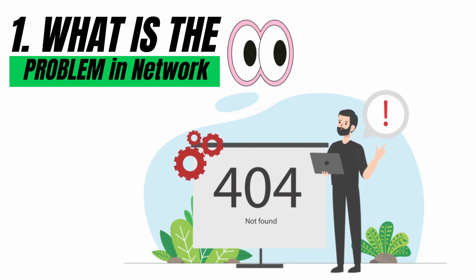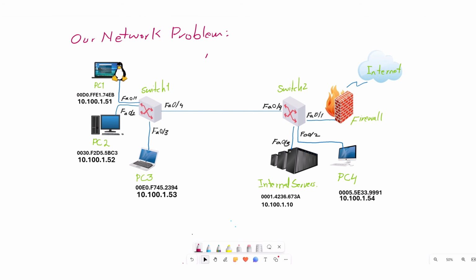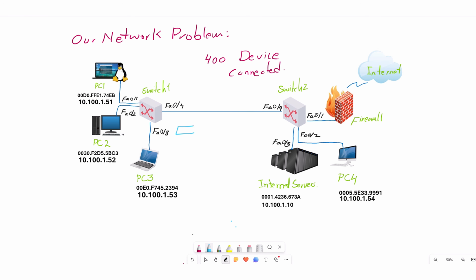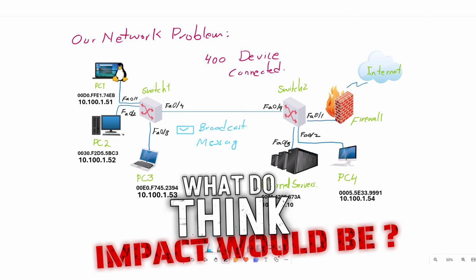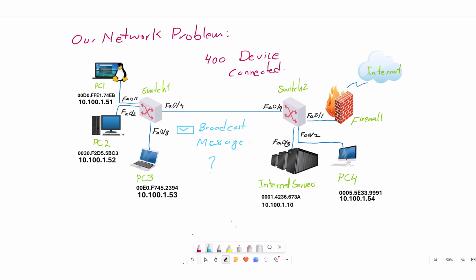First, let's see what the problem in our network is. In this network setup, we have over 400 devices, possibly more, connected. Imagine what would happen if each device starts sending and receiving broadcast messages across the network. What do you think the impact would be? Definitely, we all know if the size of the broadcast domain is larger than expected, it will affect our network performance and even stop or bring down our network infrastructure.